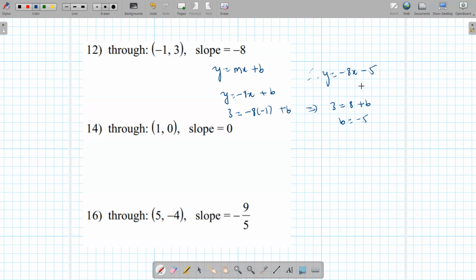Does it just start at 1? So the slope is 0. What do we know? Is it going to be a vertical line or a horizontal line, if the slope is 0? Vertical?